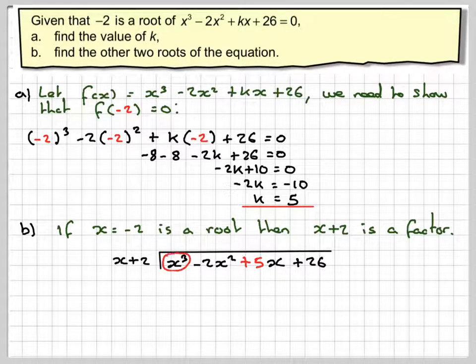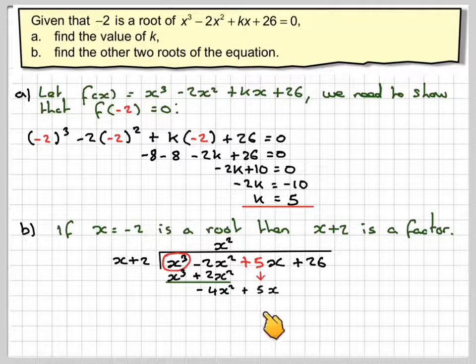So x cubed divided by x, and you need to put things in the right column, gives you x squared. So that goes above the x squared here, and then you multiply: x squared times x gives you x cubed, x squared times 2 gives you 2x squared. And then you do a subtraction. You get nothing from here. Minus 2 minus 2 gives you minus 4x squared. So be very careful with your subtraction.